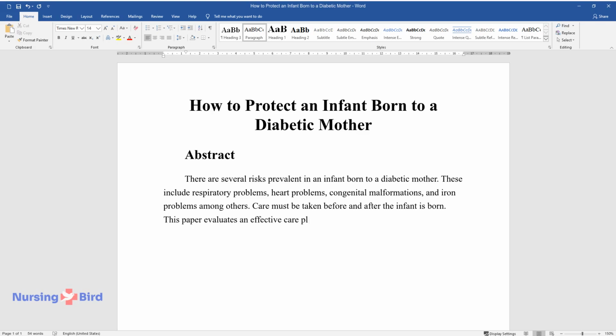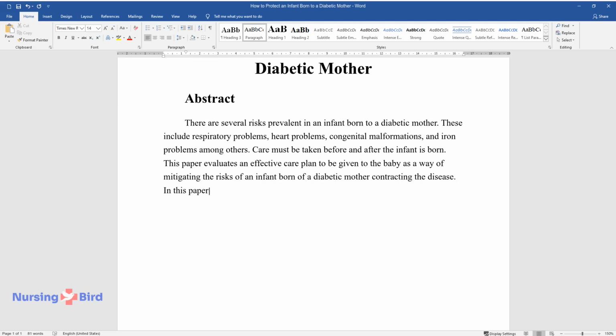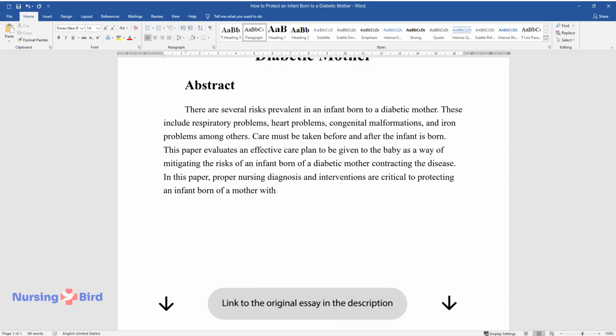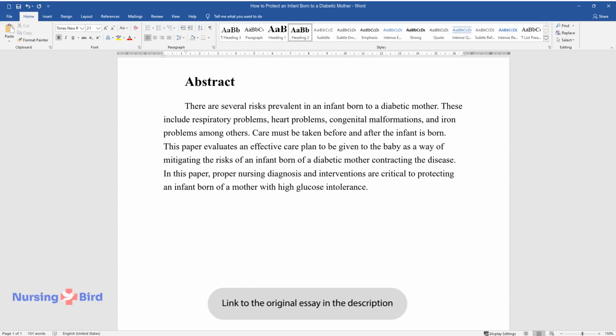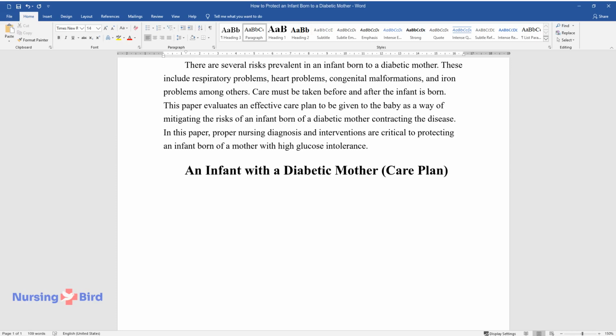This paper evaluates an effective care plan to be given to the baby as a way of mitigating the risks of an infant born of a diabetic mother contracting the disease. In this paper, proper nursing diagnosis and interventions are critical to protecting an infant born of a mother with high glucose intolerance. An infant with a diabetic mother, care plan.